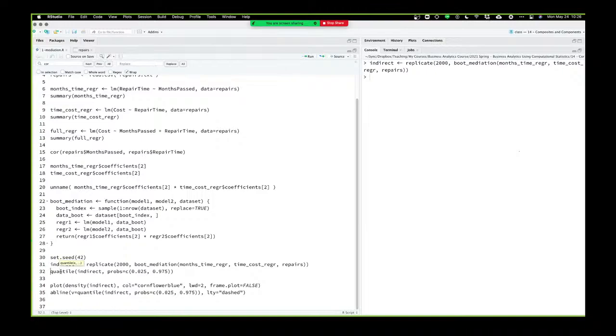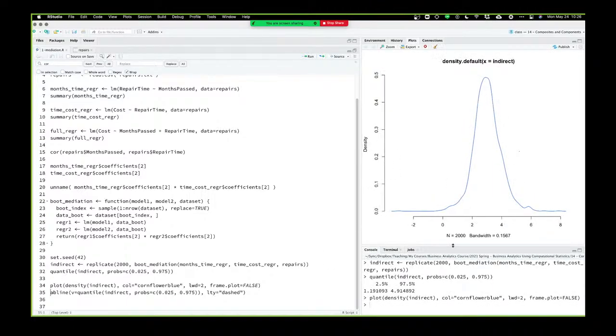And here's the 95% interval, this is where 95% of those values lie. They lie between 1.19 and 4.91. Hopefully 2.95 is somewhere in the middle. Okay. And I can plot that. You will notice in my bootstrap, there were maybe one or two values that were smaller than zero, all right? But for the most part, most values are above zero.